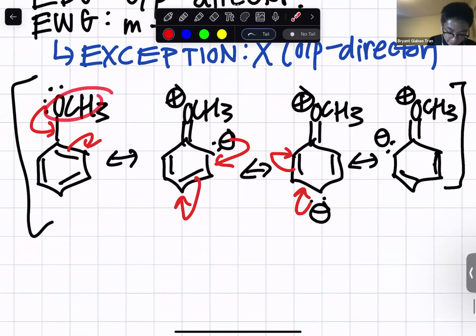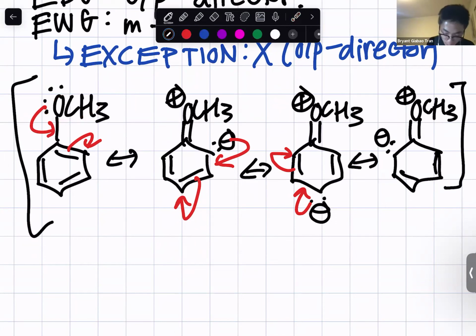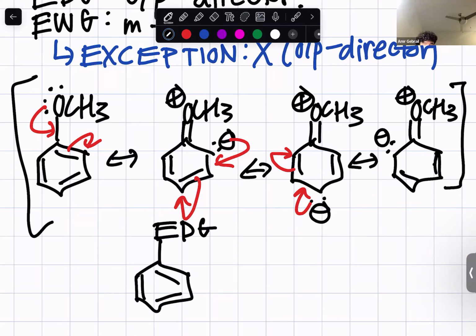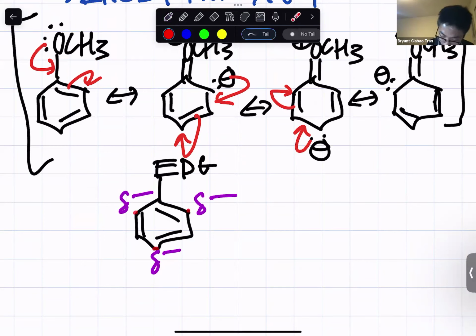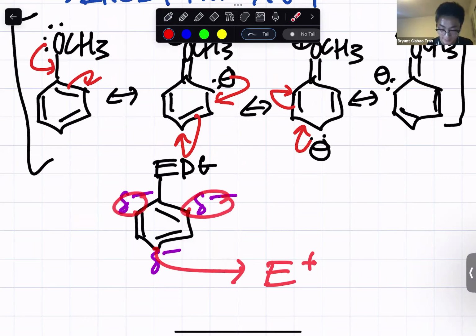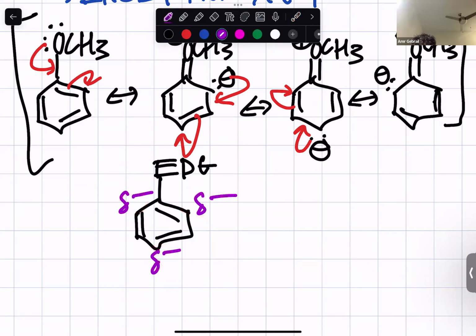You know how EDGs put negative charges into the benzene ring, they donate electrons into there. What positions do you notice the negative charges are on relative to the EDG group? They are ortho and para. Right. Ortho and para, making them the best nucleophiles in the benzene ring. Since they are the best nucleophiles, those are the carbons that attack the electrophile, like in the general reaction we went over. That's why EDGs are ortho para directors.